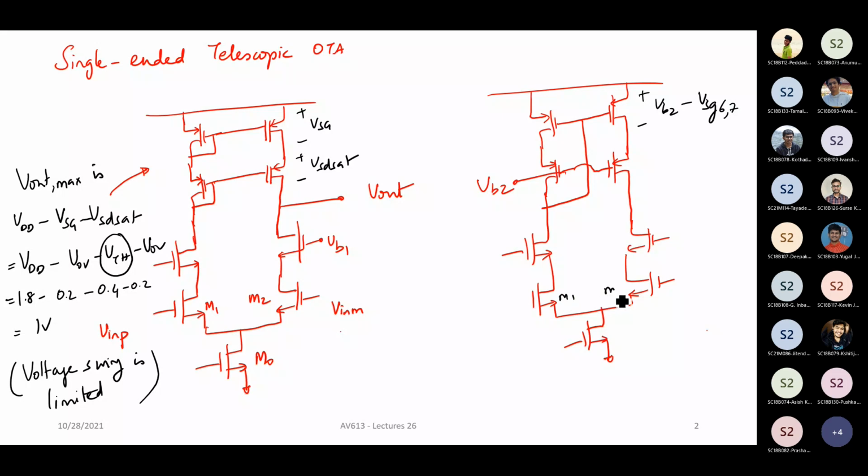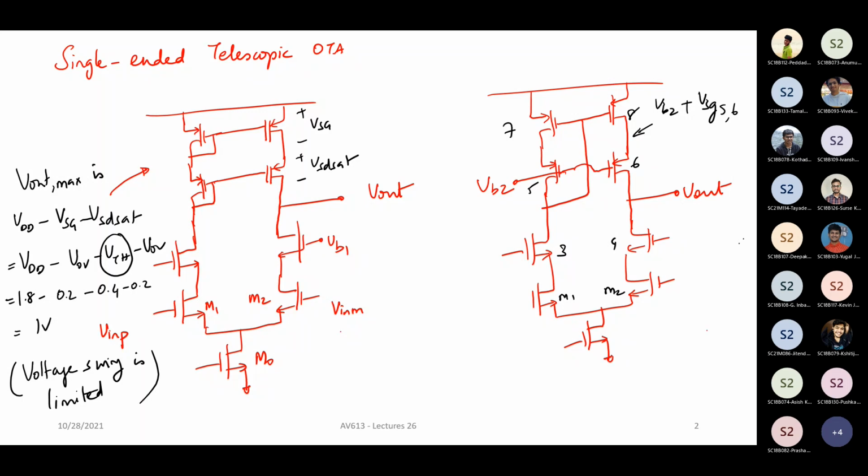So this is M1, 2, 3, 4, 5, 6, 7, 8. So this will be 5, 6. So the voltage at this particular point is going to be VB2 plus VSG of 5, 6, right? Therefore, you can choose your VB2 such that you get a little higher V out max. And this, of course, becomes your V out.